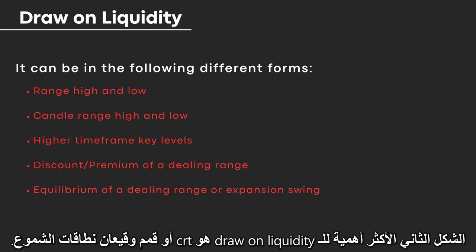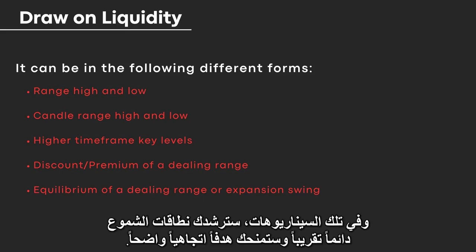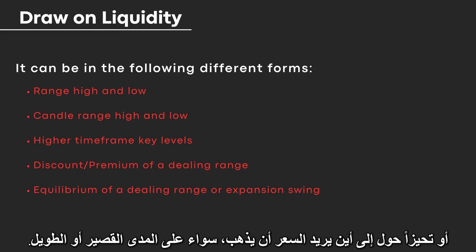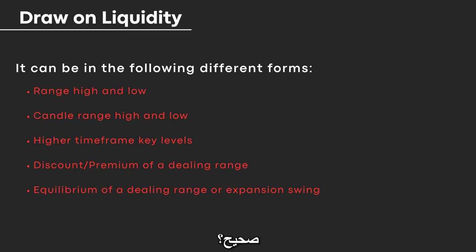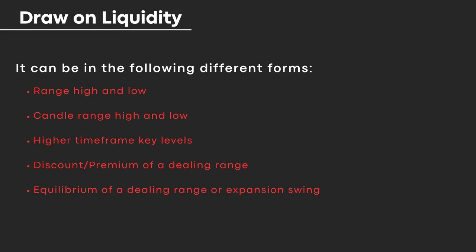The second most important form of drawn liquidity is CRT, or candle range highs and lows. You're always going to identify and notice candle ranges at swing points, at range highs and lows. And in those scenarios, ranges will almost always guide you and give you a clear directional bias as to where price wants to go, both in the short term and in the long term, right? So you must be aware of all of this as well. And you can use candle range highs and lows as your potential drawn liquidity on your respective time frame accordingly.